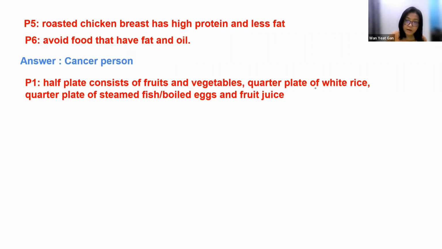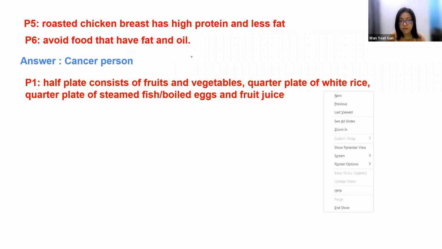Quarter plate of white rice. Now he can take white rice because he's not having any obesity or diabetes problem. Quarter plate of steamed fish. Okay, see the way of cooking is different now. Use steamed fish, boiled egg, and fruit juices.